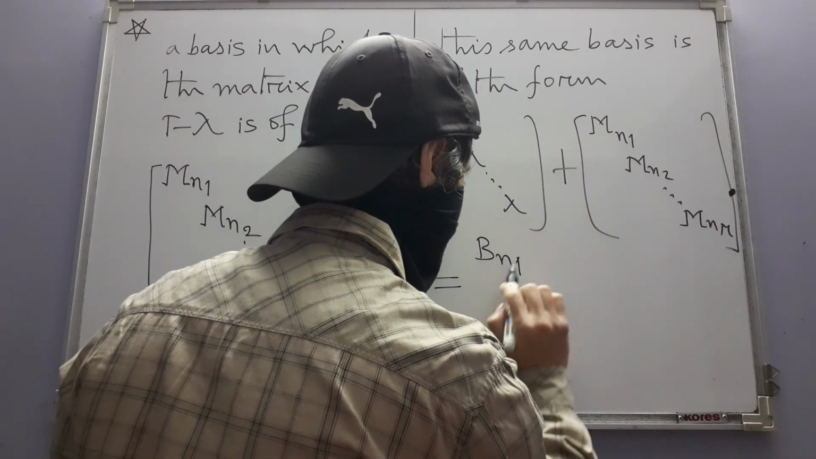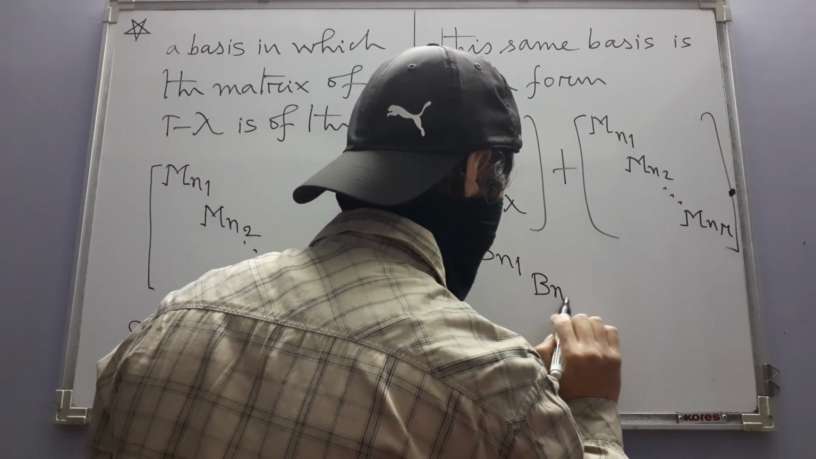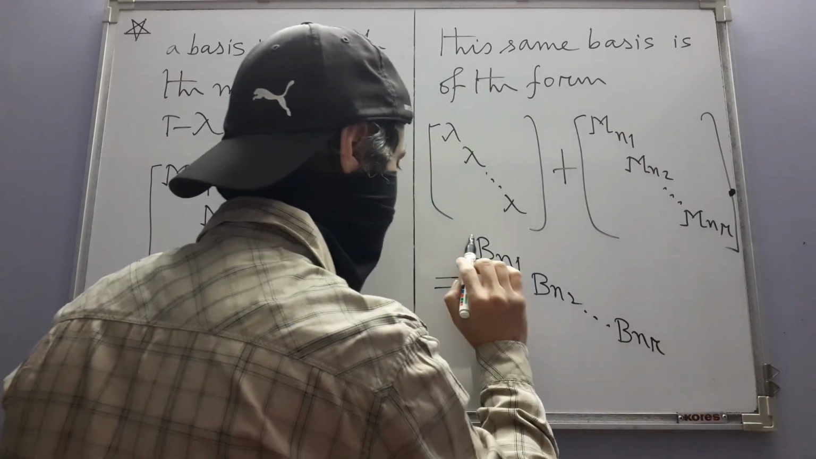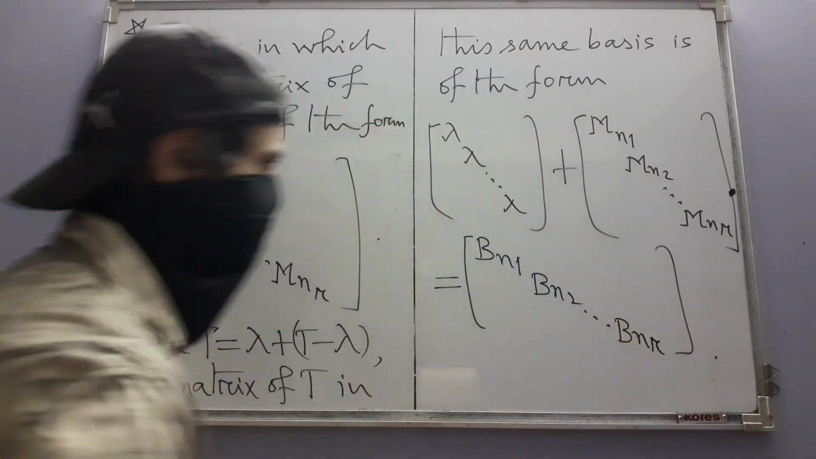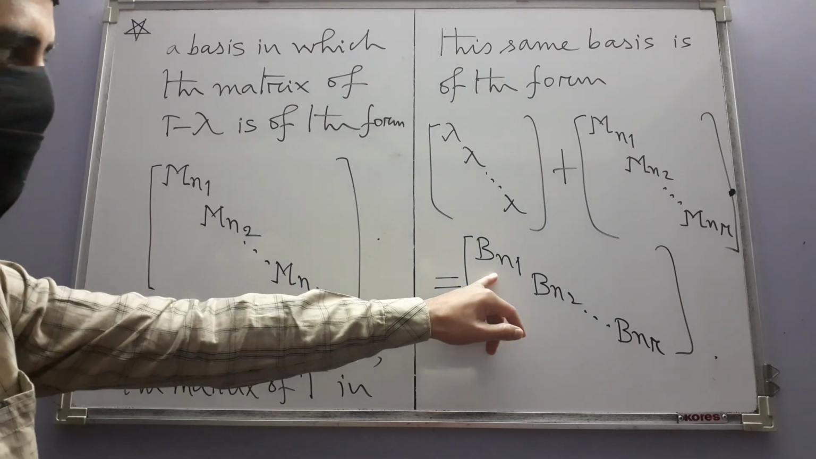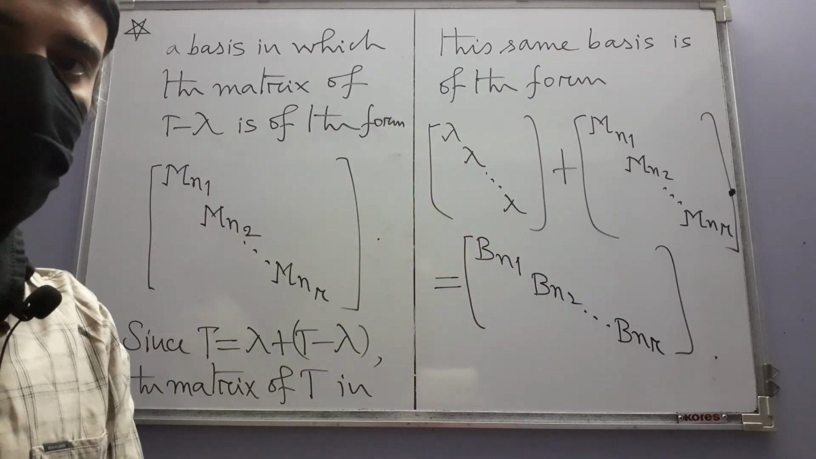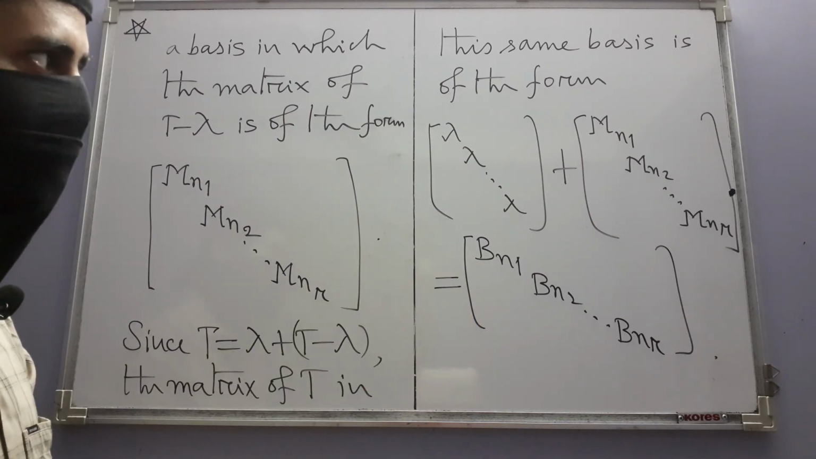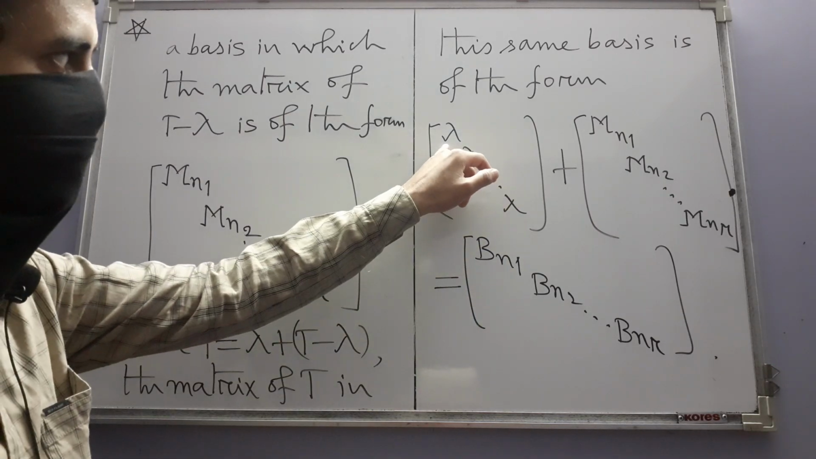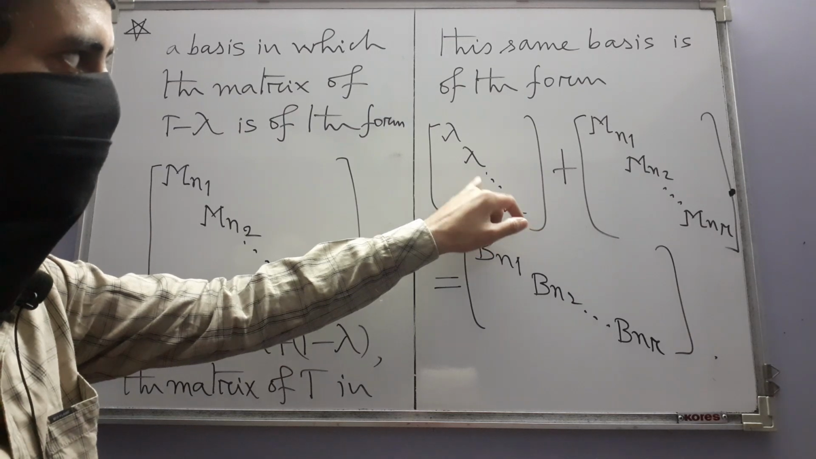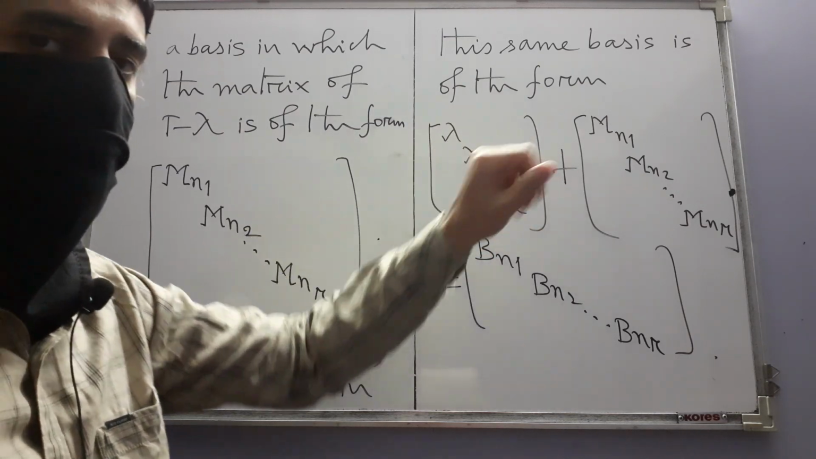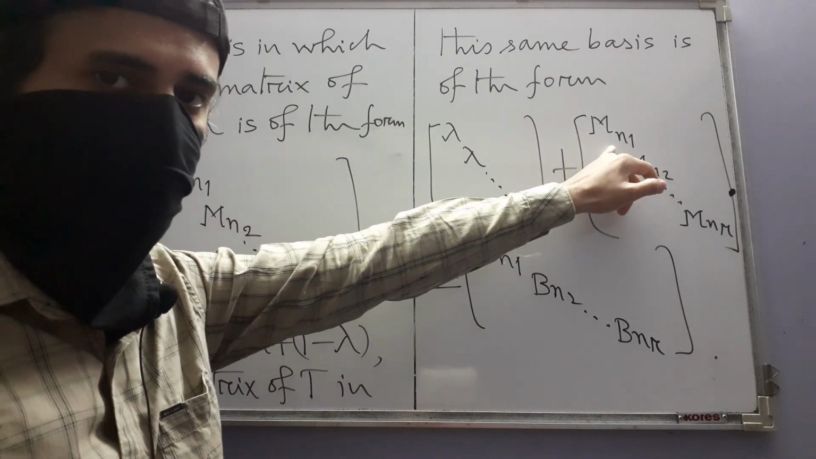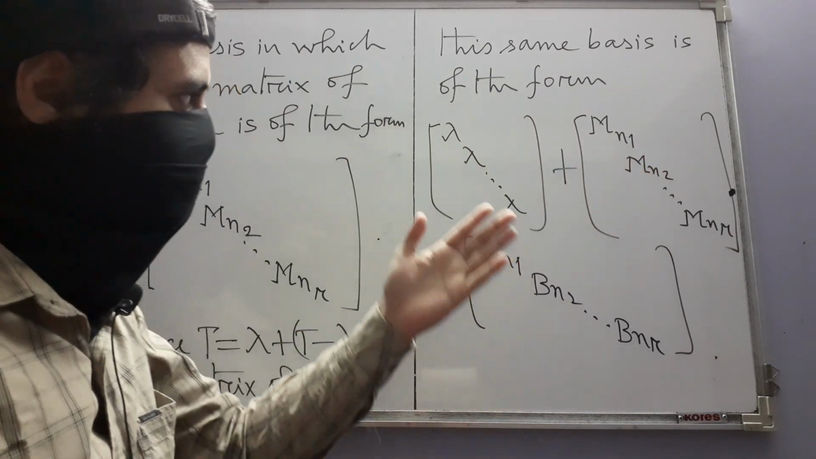B n1, B n2, B nr, where these are basic Jordan blocks corresponding to lambda. Do you see how you are getting this B n1, for example? You will choose n1 lambdas from here and think of that diagonal block. That gets added to mn1. So what does that do?